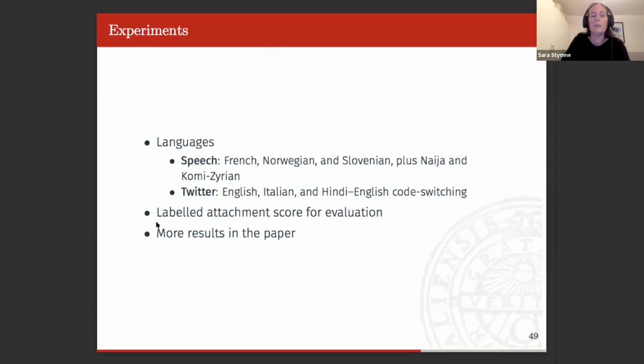The languages we use here are based on availability of treebanks for this text. For speech, we have treebanks with training data for French, Norwegian, and Slovenian, and we also have test data for Naija and Komi-Zyrian. And for Twitter, there are treebanks for English and Italian. And there's also a really challenging treebank with Hindi-English code-switching tweets. Again, these use labeled attachment scores for evaluation.